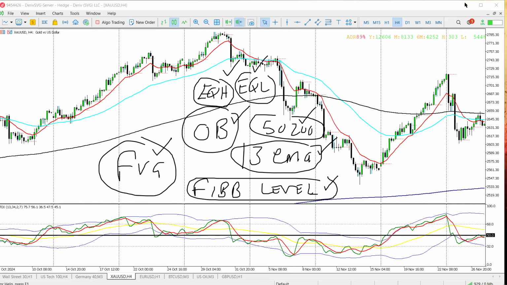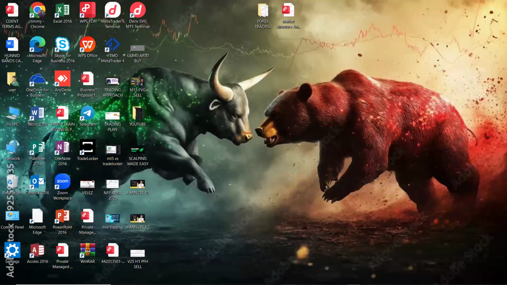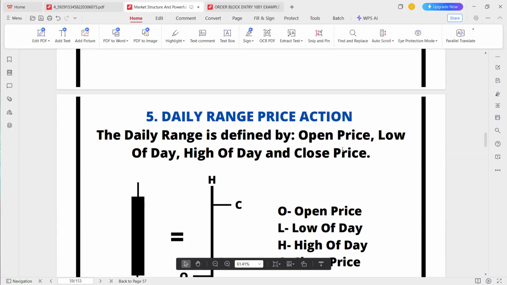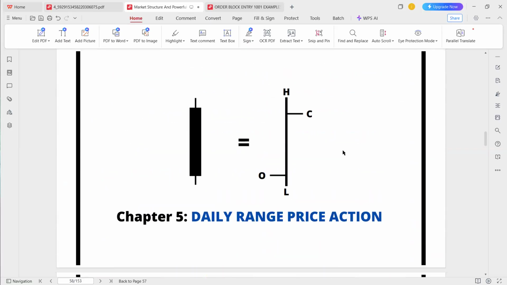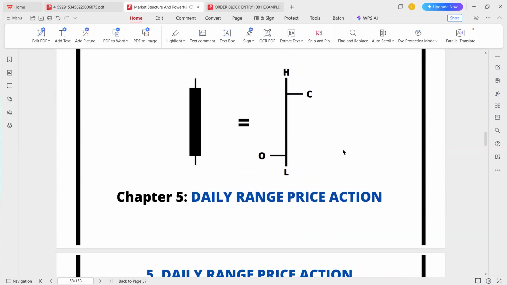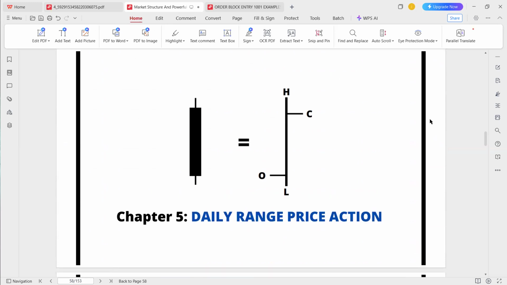So that's it for chapter 4. The next chapter is going to be chapter 5. Chapter 5, we're going to be speaking on the daily range. This is one good topic because here we speak on sessions as well, and basic candlestick formations and what to anticipate inside the main candle. So that will be chapter 5.